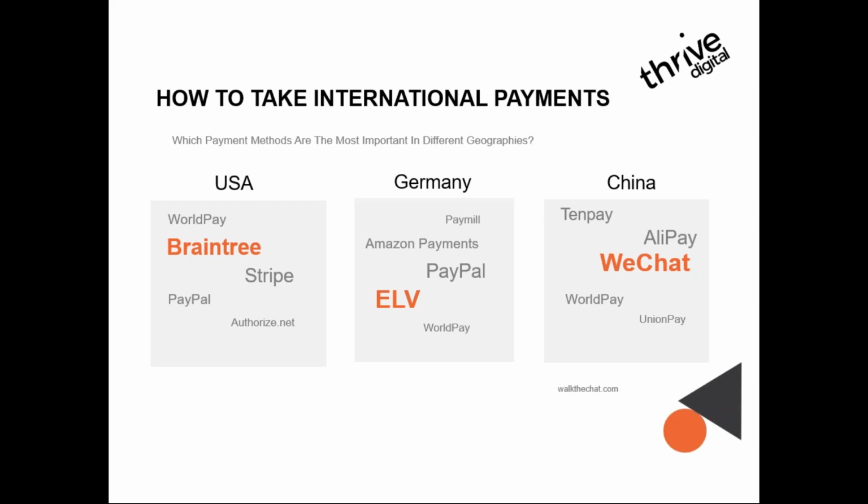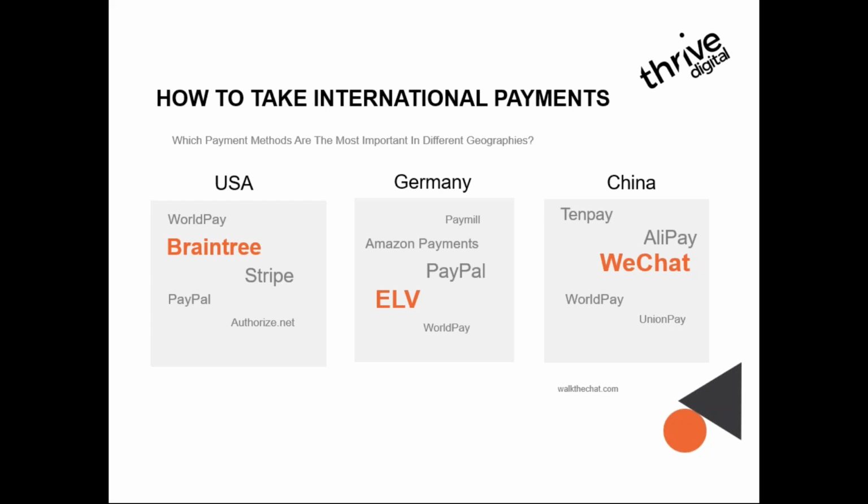WorldPay, Braintree, Stripe, they're just different methods. They broadly do the same thing. There are some benefits depending on size and what other areas you're shipping to, but broadly they do the same thing.